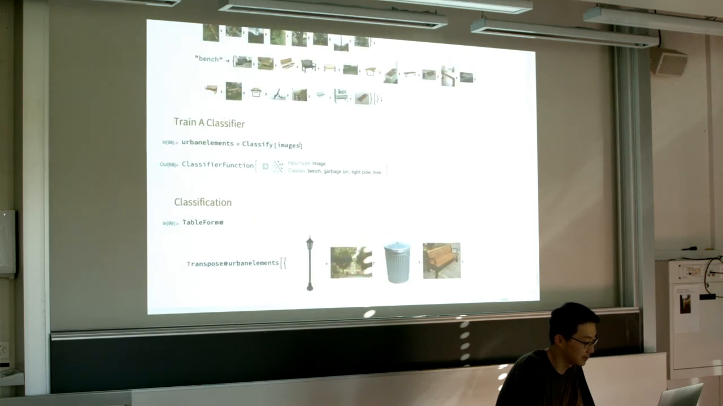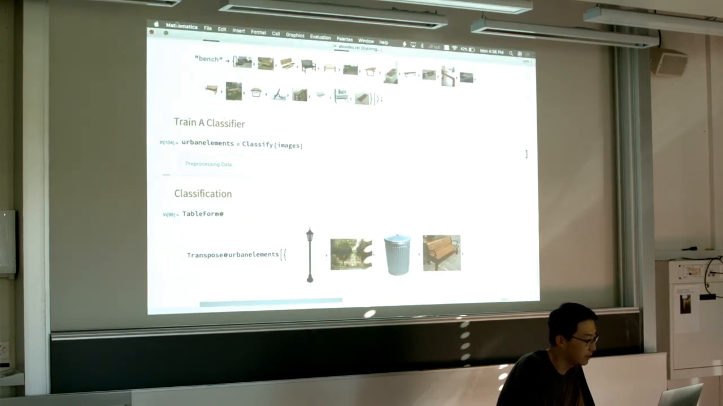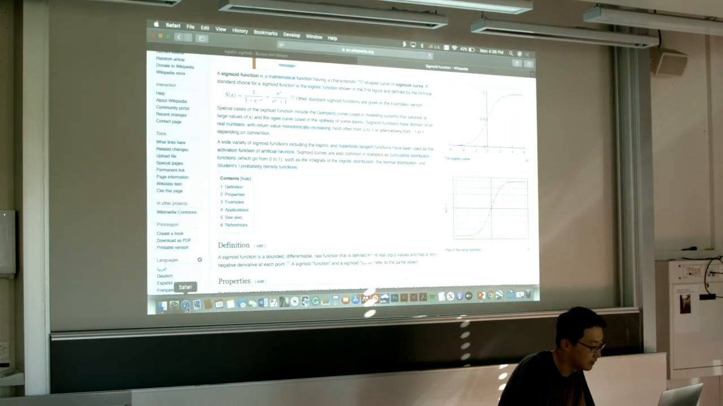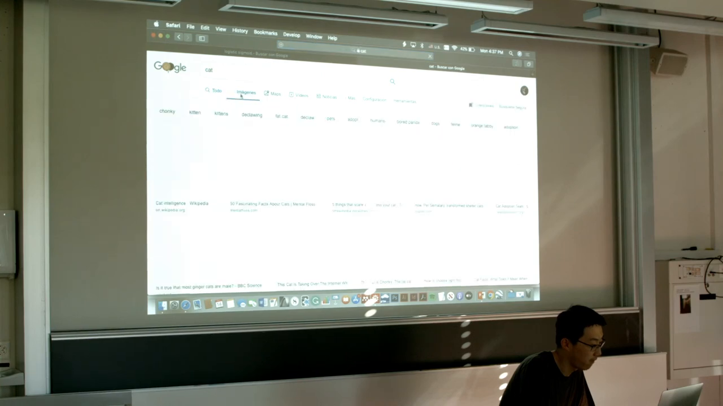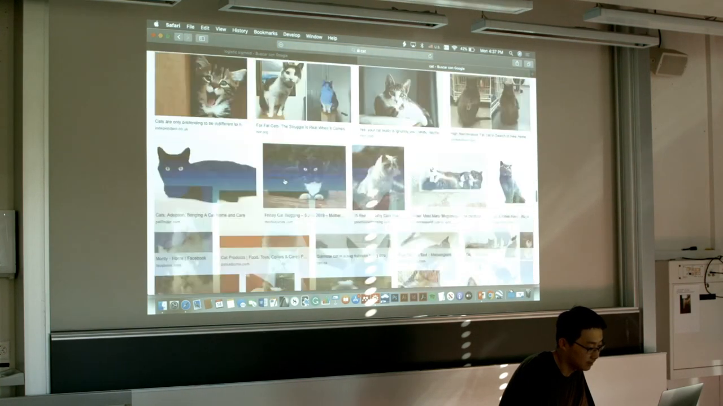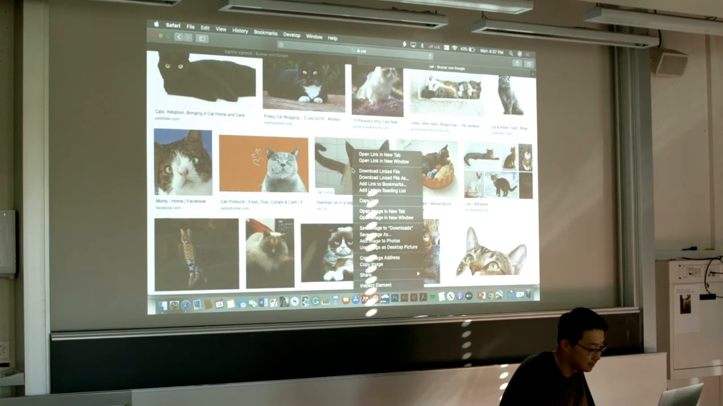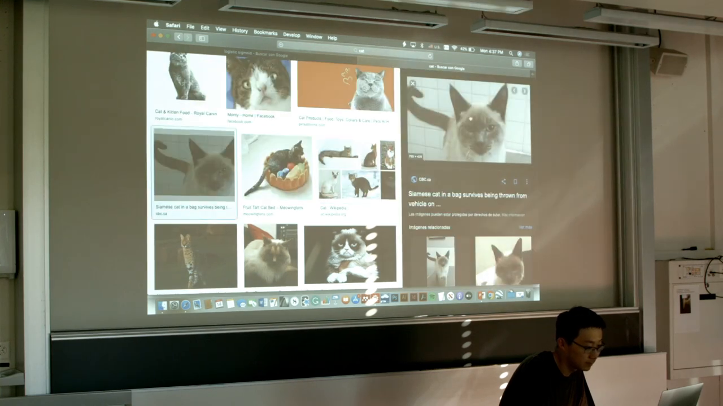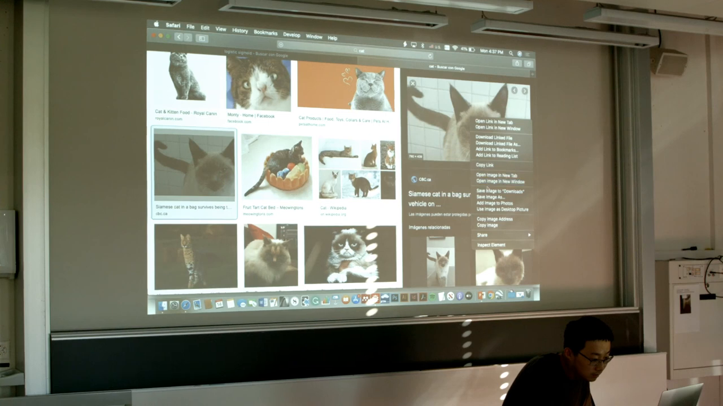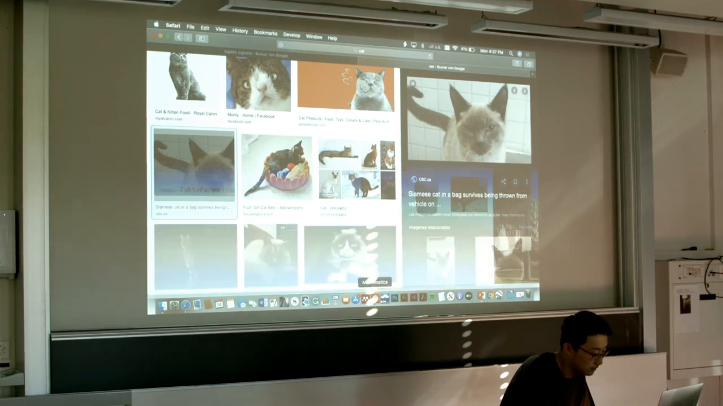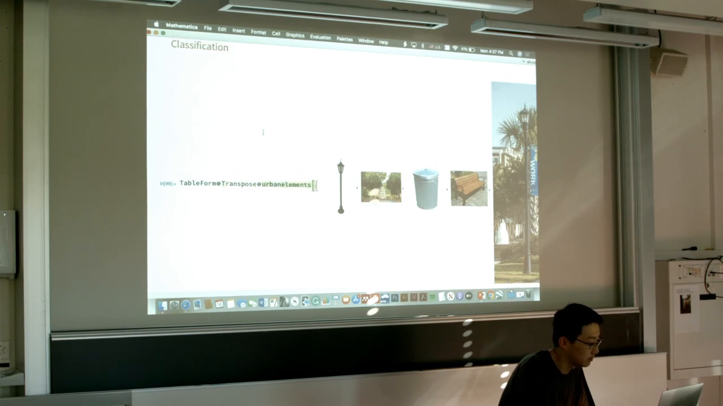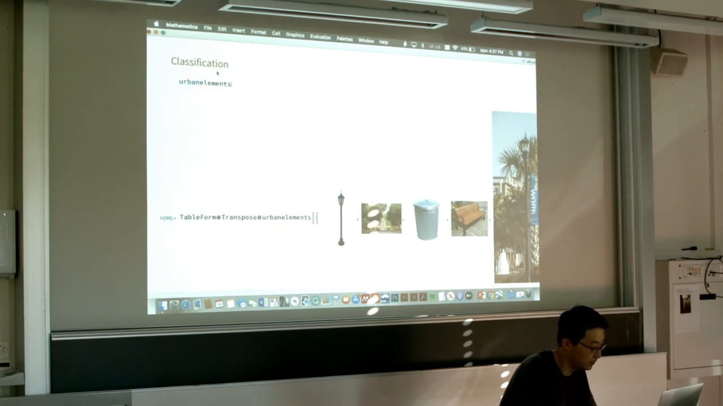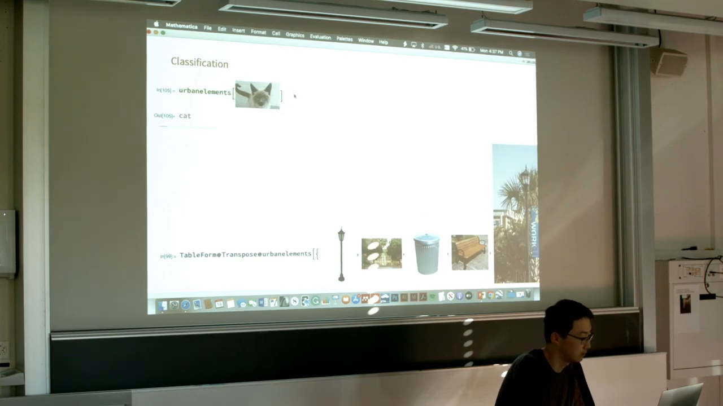I can then train this classifier again. And while it is training, I will go to the internet to search for some random pictures. Let's say a cat. I just take maybe this one. I copy the image, and the training is already done, so I can type here urban elements, which is the name I didn't change, and simply paste the image here, and see it's a cat. That's good.